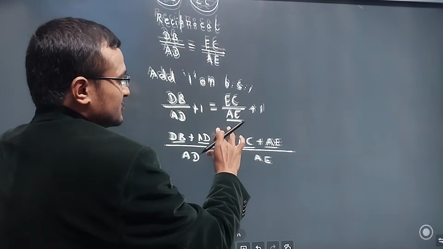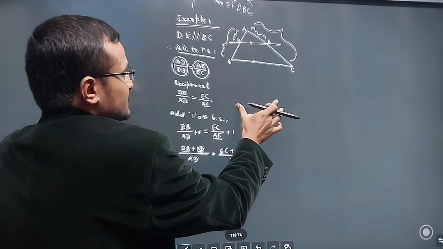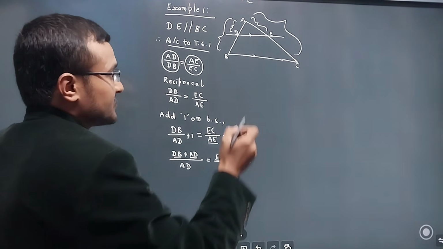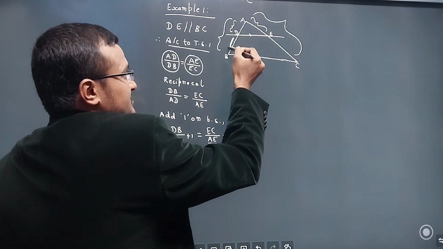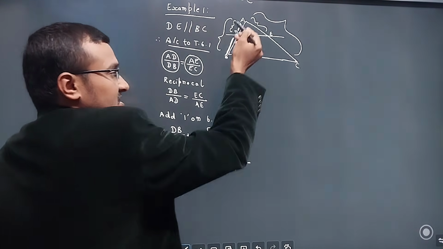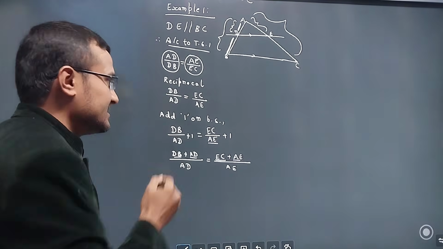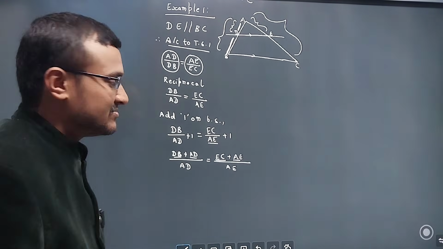So now if we look into the diagram here, DB plus AD is there. So that is, DB is this length, AD is this length. So if you add DB and AD, then you will get the total length AB.